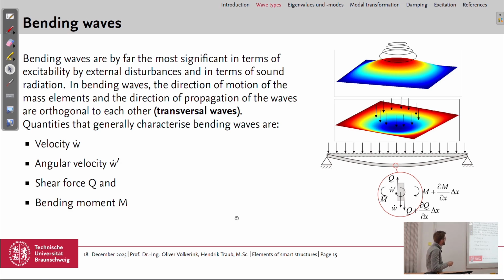So back again at the bending waves, they are by far the most significant for our applications, for active vibration control, for structures like this simply supported beam. And here the direction of propagation of the wave is again perpendicular to the direction of motion. The direction of travel of the wave is in this direction, and the direction of particle motion is in this direction. Characteristic values are the velocity, the angular velocity, shear force, and bending moment.